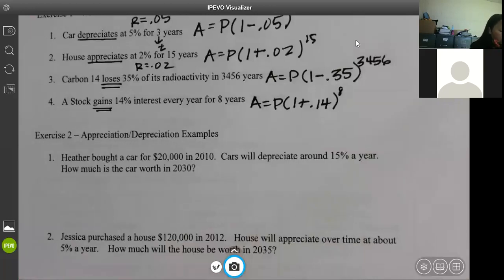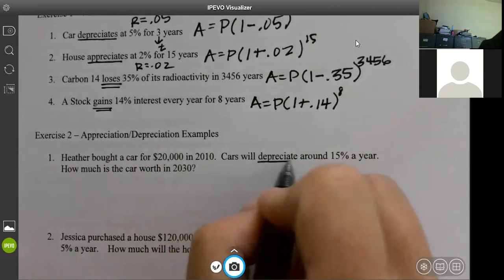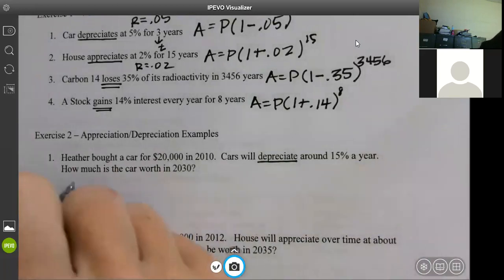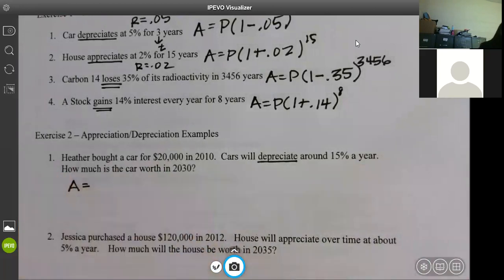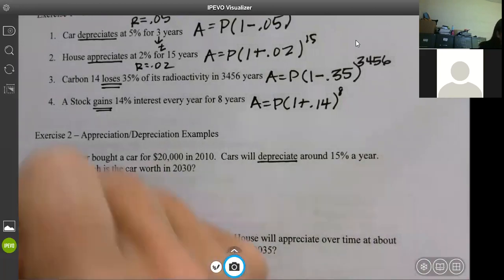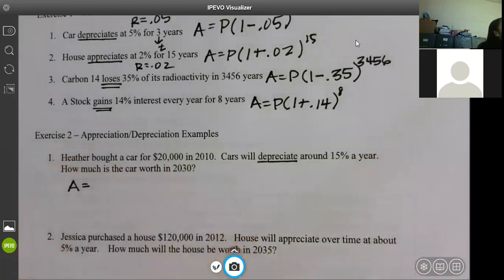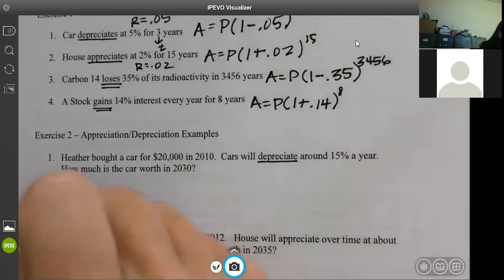Sorry, y'all. Heather bought a car for $20,000 in 2010. Cars will depreciate. What does that mean? Decrease. Around 15% a year. How much is the car worth in 2030? So we're looking for how much it's worth. How much did it start with? How much did they buy the car for? $20,000.